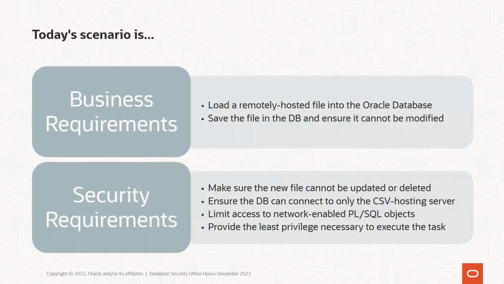We want to make sure that the database can only connect to this server. We don't want it connecting to any other servers. This is an internal server that we host. And so we want to control access. Maybe we want to grant some ability to add or remove when and how we can authenticate and utilize that service, but we really want to limit our scope. We want to limit those PL/SQL objects that can use the network. And then we really want to focus on least privilege. So the least amount of privilege that you need to get this job done, let's use those.